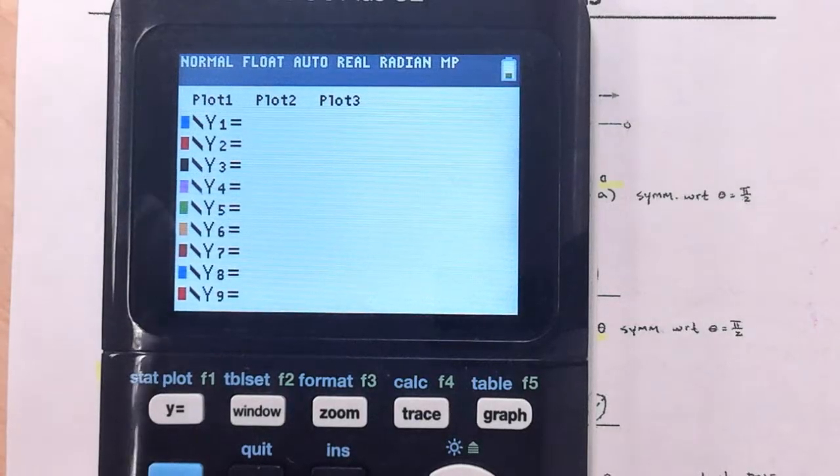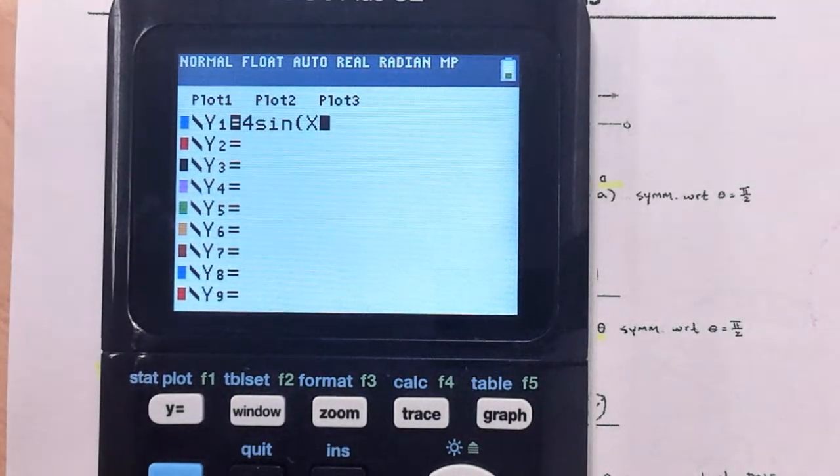Okay, we're going to go to y equals. And let's see what 4 sine of x looks like. I want you to imagine it. And if you can't imagine it, I'm slightly, very disappointed.